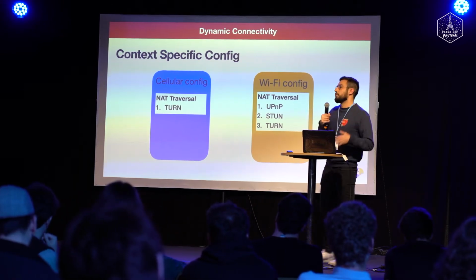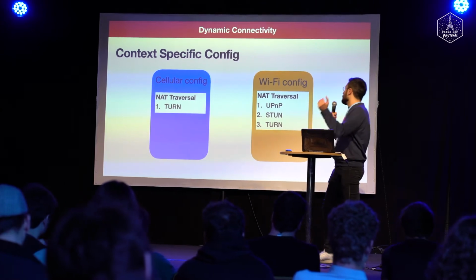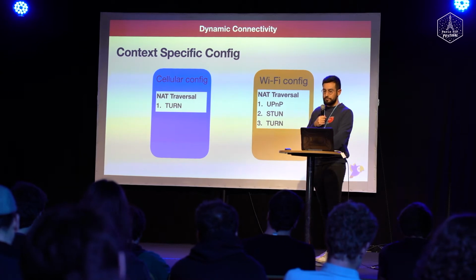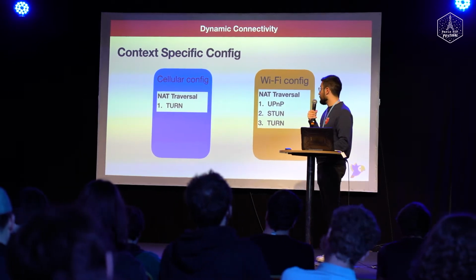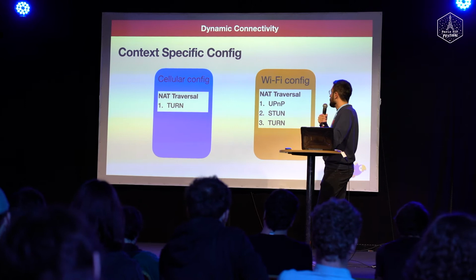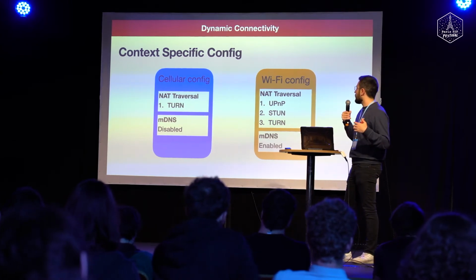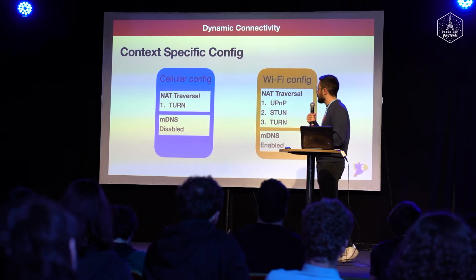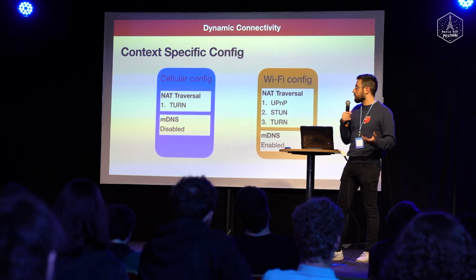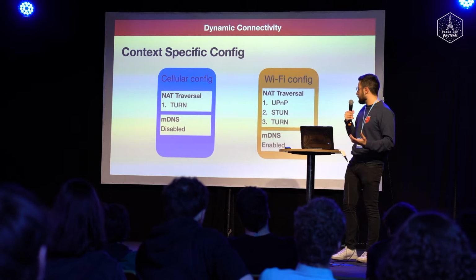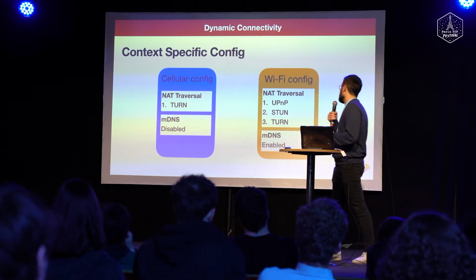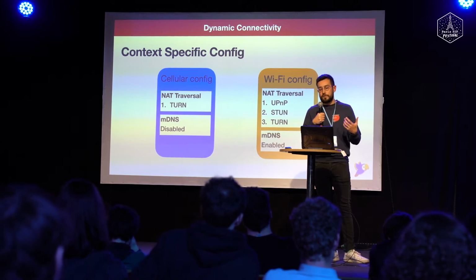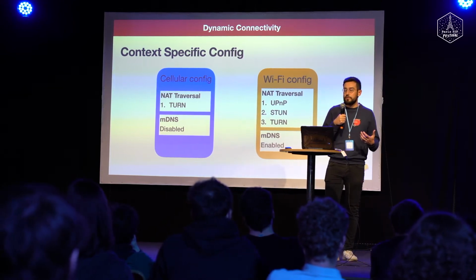And in this case, we will try UPnP in first place, then TURN, and then the TURN strategy. In this configuration we also decide if we want to enable mDNS. Of course, in a cellular connection we don't care about mDNS, so of course it's disabled. And in the Wi-Fi configuration, of course we enable mDNS.